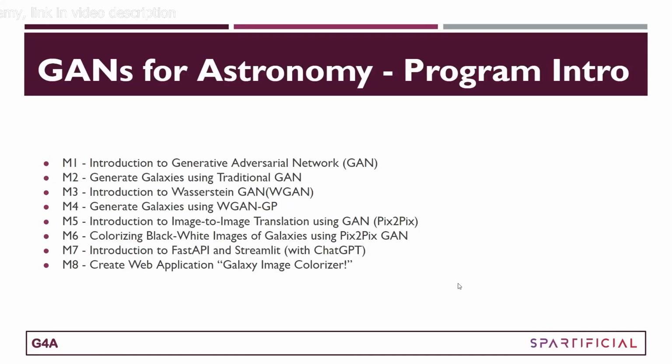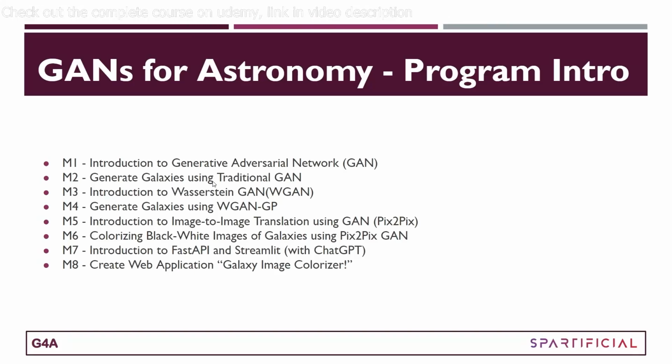So basically, we have divided this whole program into 8 different modules. Starting from the first module, we're going to have a proper idea about what is the meaning of generative adversarial networks and what are all the components associated with this generative adversarial network, or GAN in short. Now with this idea of the GAN, we are going to create our first project, that is to generate the galaxies with that GAN.